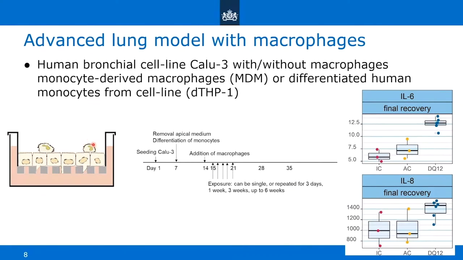Here we used either THP-1 macrophages, so from a cell line, or primary macrophages from human blood. When we exposed this model for 3 days repeatedly to DQ12, we did observe a clear effect of the DQ12 in the cytokine response.